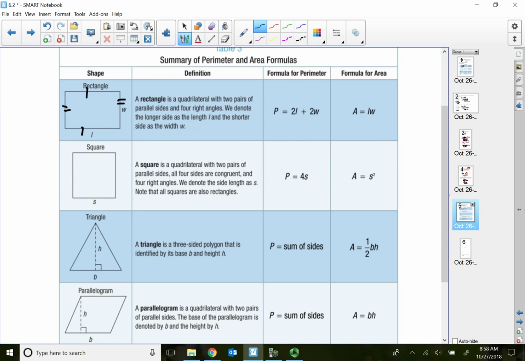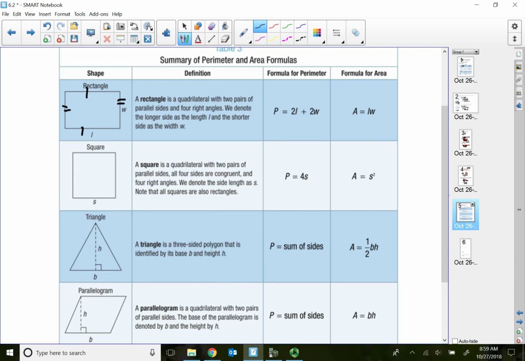plus W plus W, which is plus 2W. To find the area of a rectangle, as a matter of fact, to find the area of any polygon, take a look at how long the base is times how tall it is. Here we just call them the length and the width. So to find how long the bottom is, that would be length times how tall it is, which is width. So all the area formulas are base times height. Generally speaking, we just call them different names for their size in order to distinguish the difference.